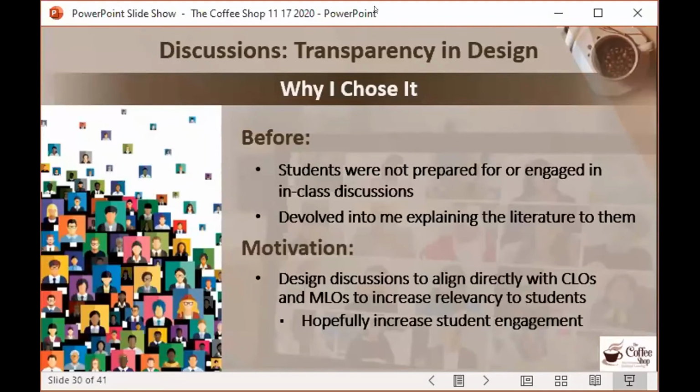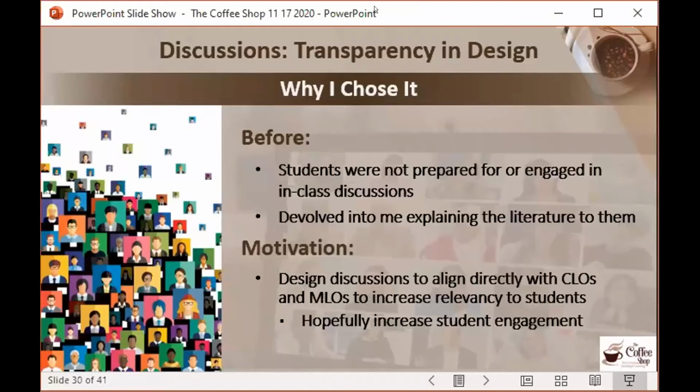So now I'm going to talk about specifically how this has impacted my discussions. When I first started teaching, I was moving from the K-12 system to college, and I had these high aspirations that we would be reading primary literature in the field and discussing it, and it was going to be great because we could really delve deep into it. And it didn't quite work out.